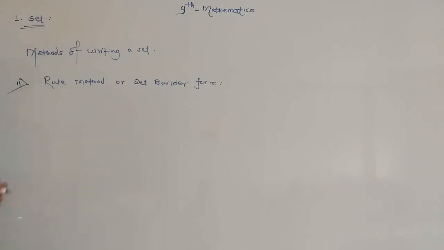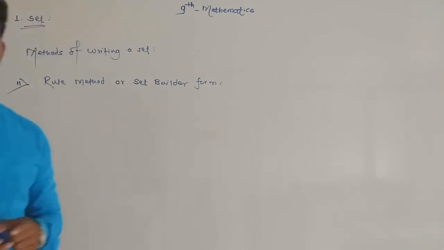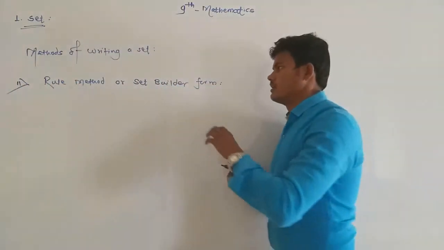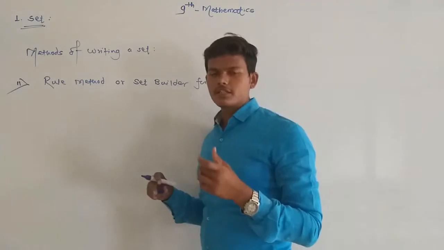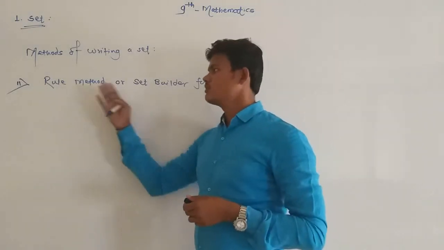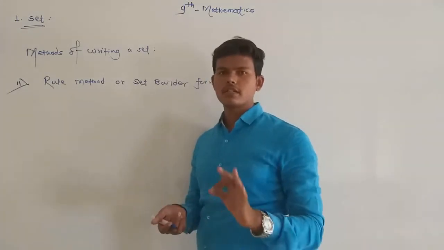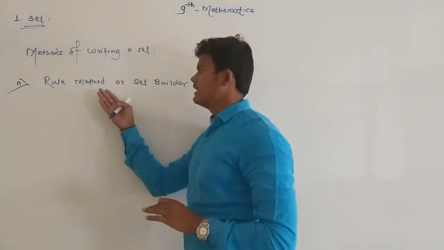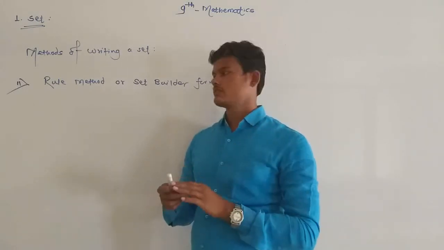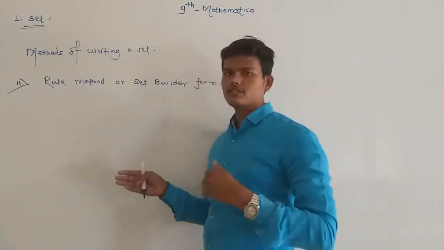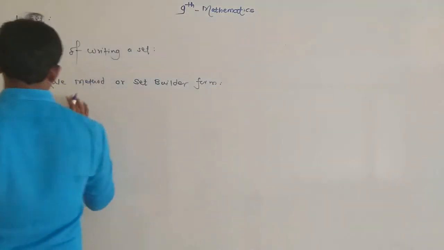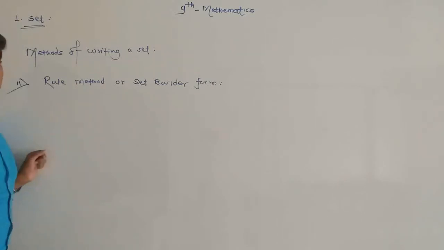So what is the rule method? In the rule method, we do not write a list of elements. In the first method, the listing method, we write only the list of elements, but in the rule method we do not write a list of elements. Instead of a list of elements we assign some variables, and finally we have to write a property for the given set.